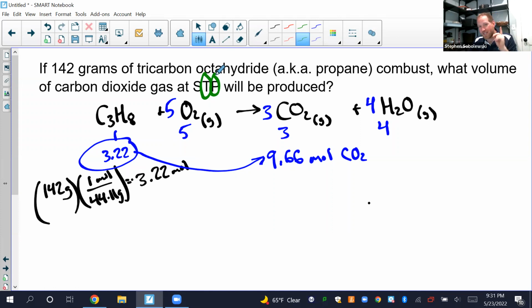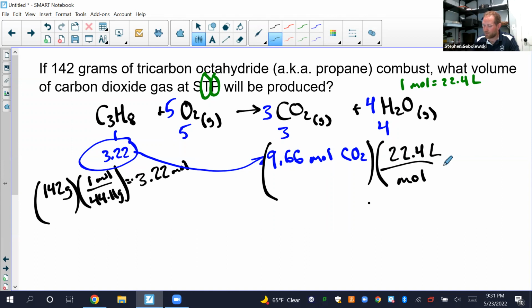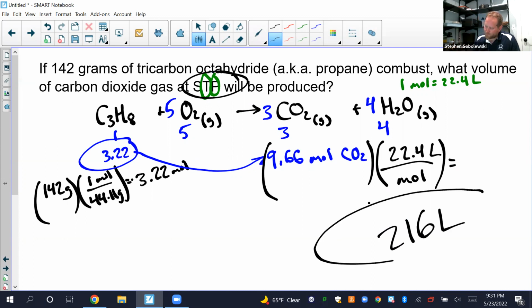Or you can use the STP shortcut. We're at STP, right? Remember we said earlier that at STP, 1 mole equals 22.4 liters of any gas? Well, I can just take my moles of gas, multiply it by 22.4 liters per mole. Remember, this only works if you're at STP. This does not work for every problem, but because we're at STP, we can do this. 9.66 times 22.4 with 3 sig figs, 216 liters. And if you had solved this using PV=nRT, you would have gotten the same answer.